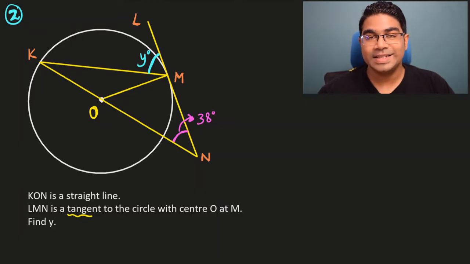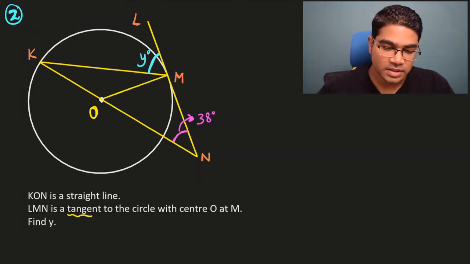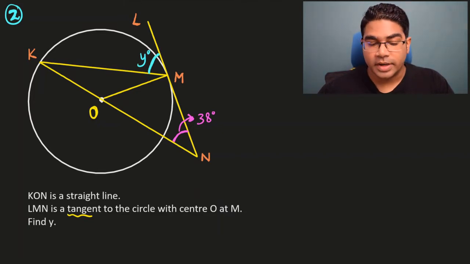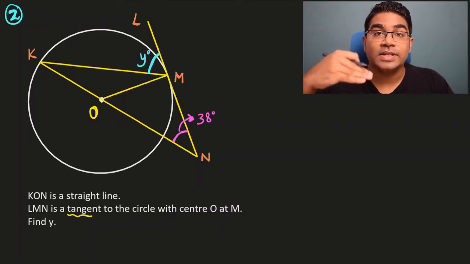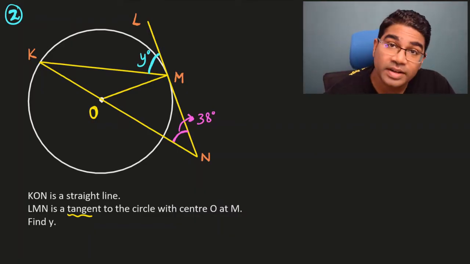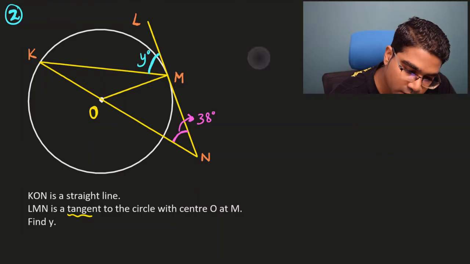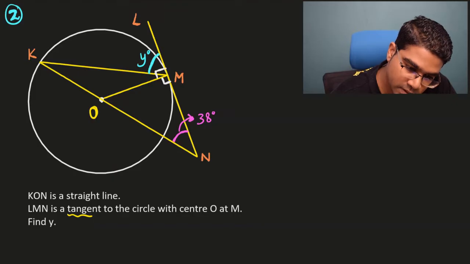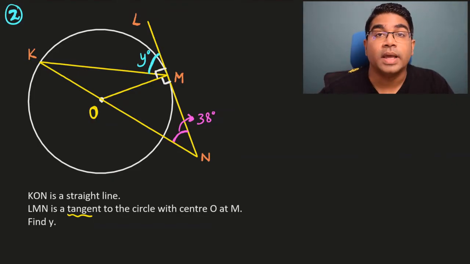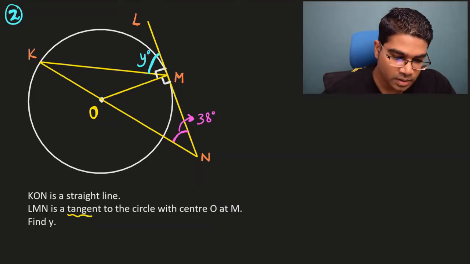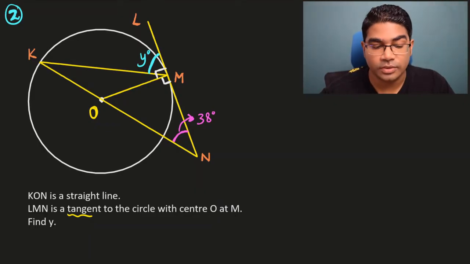The moment we see tangent to the circle, the first thing that we should do is mark the right angle. The right angle for a tangent will be between the tangent and the radius touching the tangent. So the radius touching the tangent is OM. Now, immediately we know this is 90 degrees as well as this. Between the tangent and the radius touching the tangent, the angle will be 90 degrees. Once we've got that, we can start to solve.